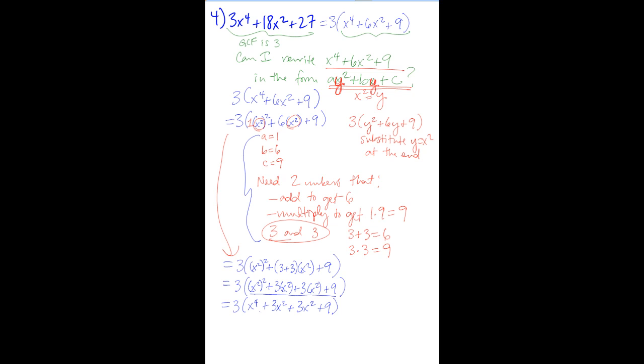Okay, so now we can go ahead and do factoring by grouping. Group the first two together, group the last two together. The greatest common factor here is x squared. The greatest common factor here is 3. So let's go ahead and factor that. So this will be x squared out front. x to the 4th divided by x squared is x squared. 3x squared divided by x squared is 3. Here we pulled out a 3, so 3x squared divided by 3 is just x squared. 9 divided by 3 is 3.